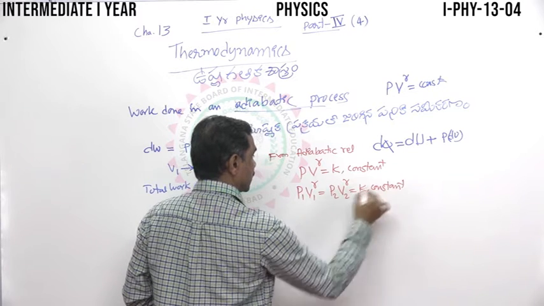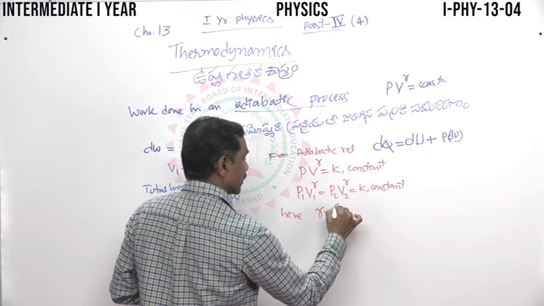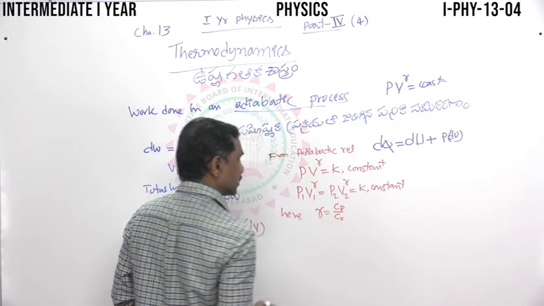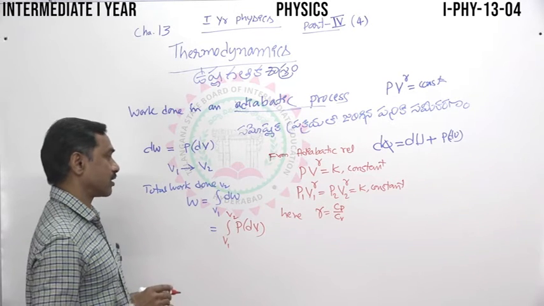Here gamma is the ratio of the two molar specific heats, Cp by Cv, right? Gamma is the ratio of the two molar specific heats.